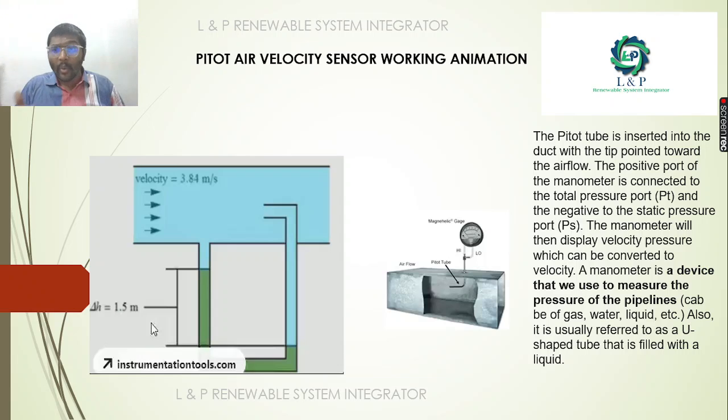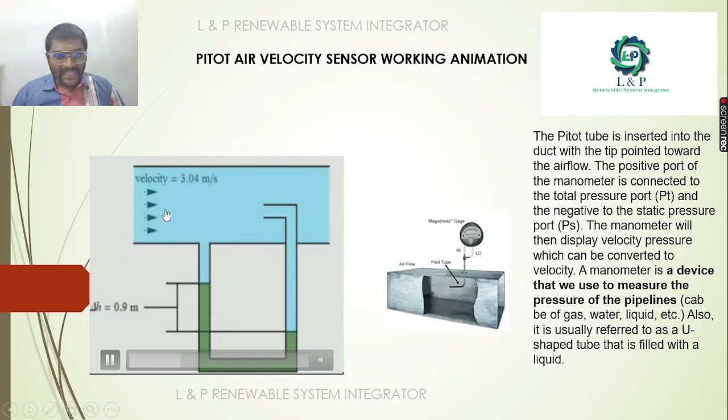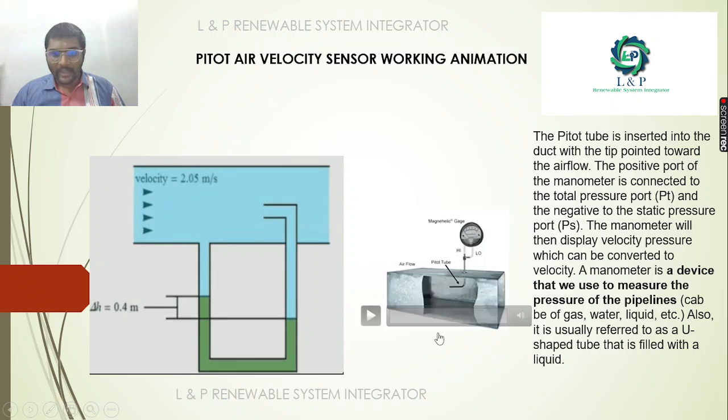So first we need to know what a manometer is. A manometer is nothing but a device using which we can measure the pressure in pipelines. It can be a gas, water, or another liquid. See, this is an example when there is an airflow. See how changes are happening inside the pitot tube. Okay, this is also another example, an analog meter, showing how it is working.